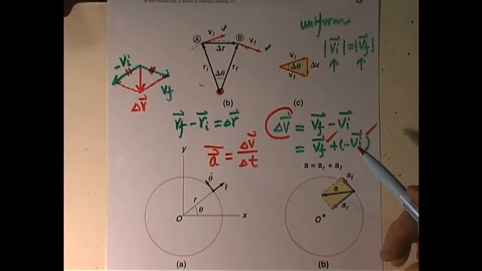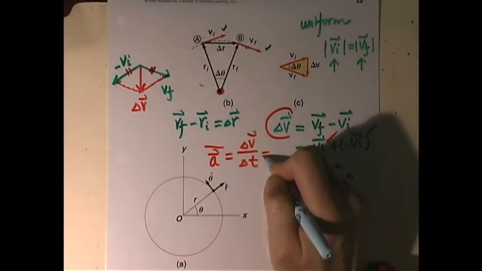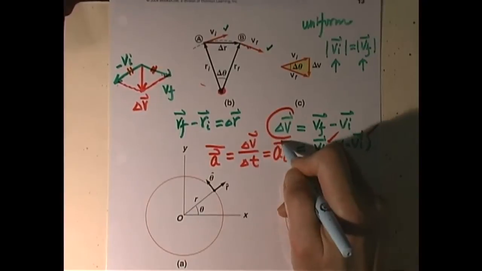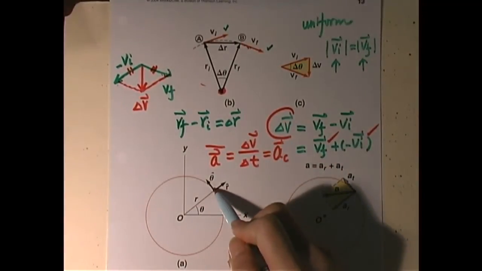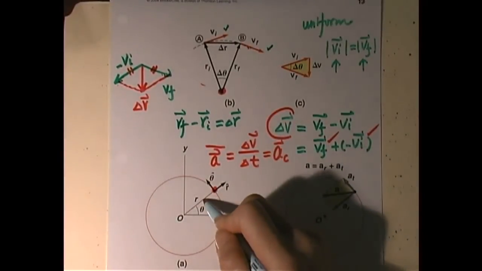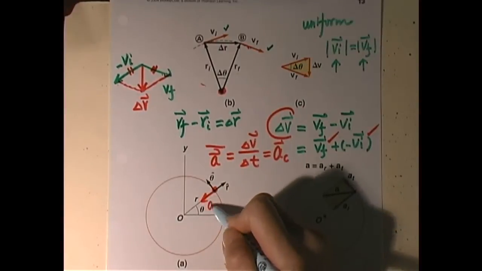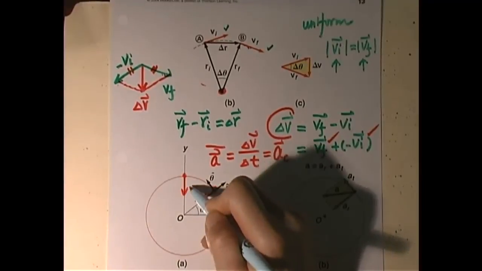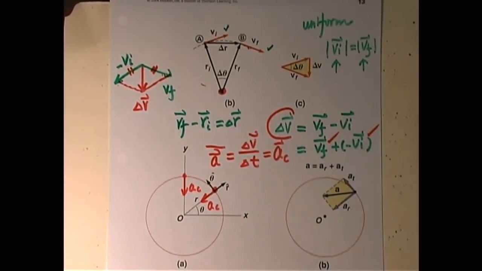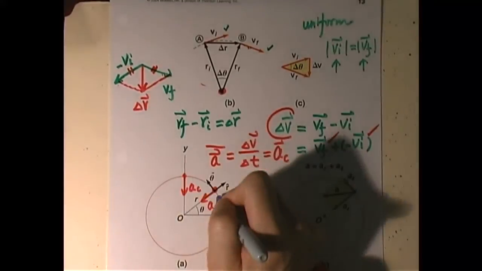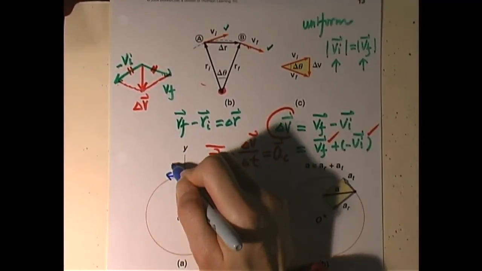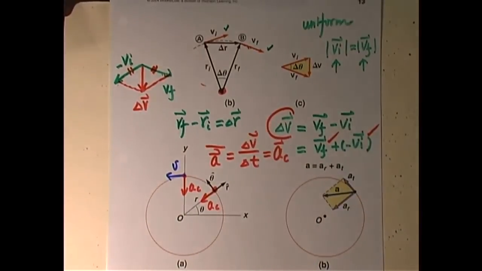So usually we will use the symbol a_c to represent the centripetal acceleration. What does that mean? That means when the particle is here, the acceleration is this way, centripetal. When the particle is here, the acceleration is that way. What about its velocity? If we let this particle move counterclockwise, velocity is tangential. The magnitude is constant, but the direction is tangential.